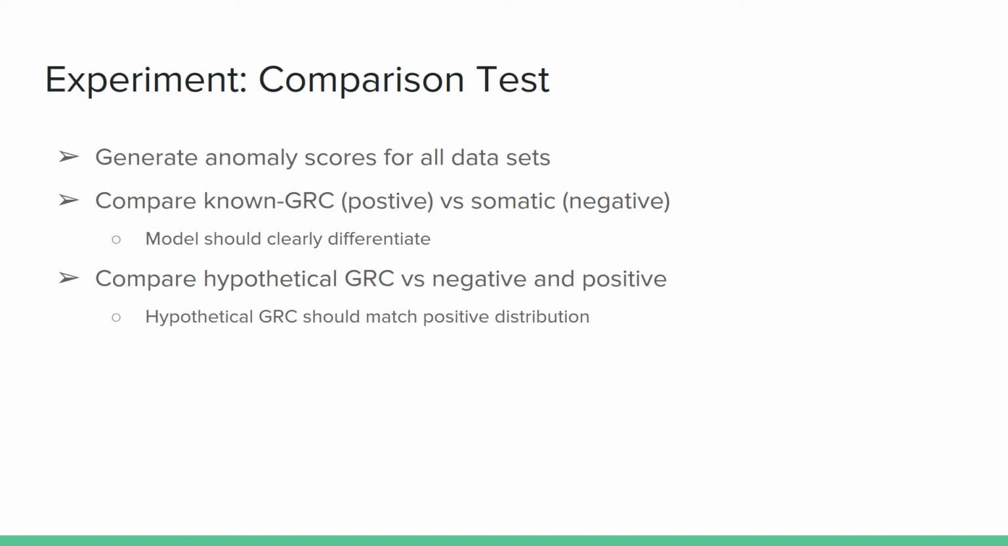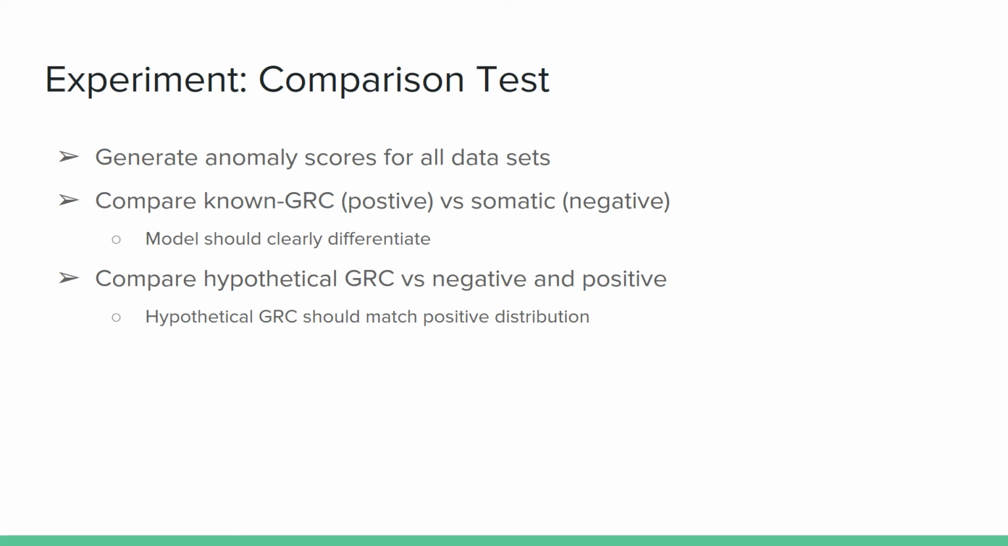The second test that we decided to conduct was a comparison test. So we generated anomaly scores for all the data sets, the hypothetical GRC, as well as 10,000 negatives and all of the known positives, all 183. And first we wanted to compare the known positives, the known GRC, versus the known negatives, the somatic cells. And the model should be very clear about which belongs to which. It should be very obvious, looking at a graph of these scores, that the model is able to differentiate these.